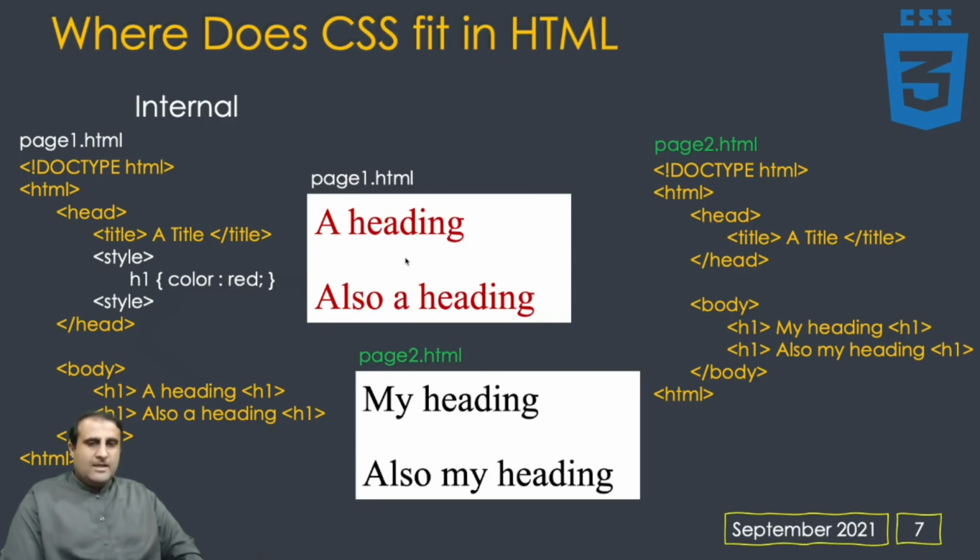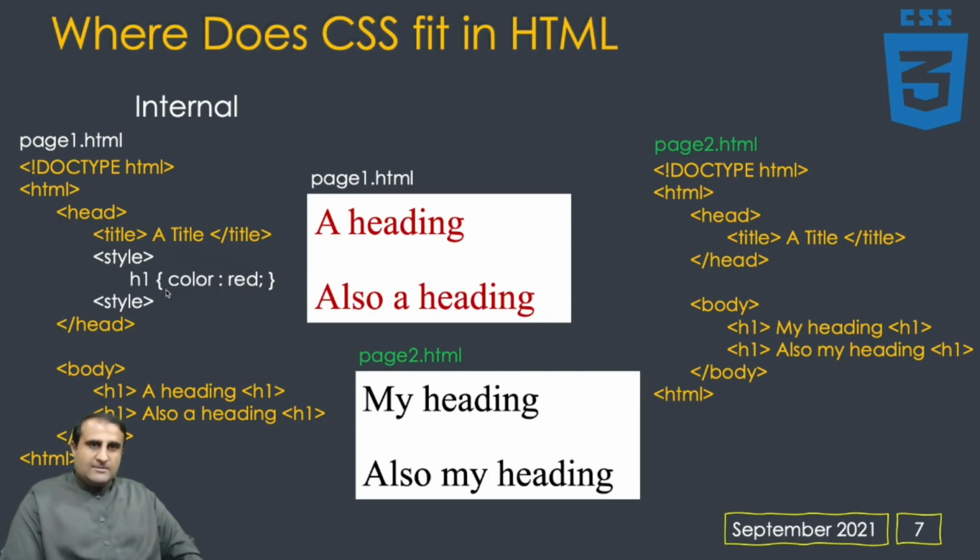as opposed to page 2. For example, page 2 also has some level 1 headings, but they have no red color, because the source code of page 2 on the right side does not have any CSS. So the internal CSS present in page 1 cannot be applied to page 2. It will only be applied to page 1. So this is the internal style sheet.